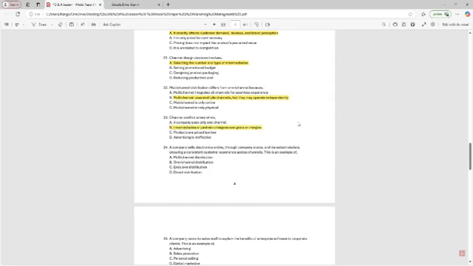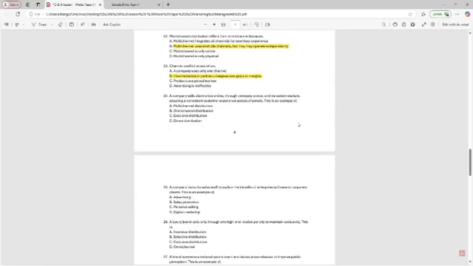So let's move to the next one, 24. A company sells electronics online through company store and via select retailers. So they use different channels, right? They use online, and also they have a physical store, and also via select retailers. Some selected retailers also, and ensure customer experience across channels. This is an example of multi-channel, omni-channel, exclusive distribution, or direct distribution. So what is the correct answer? Number 24.